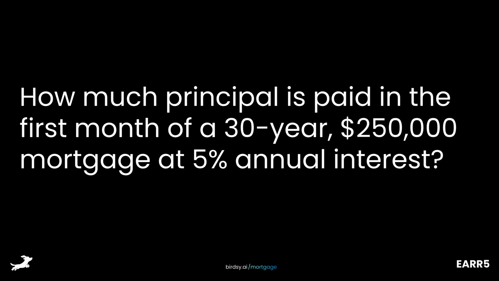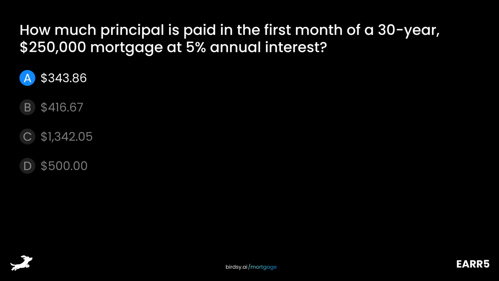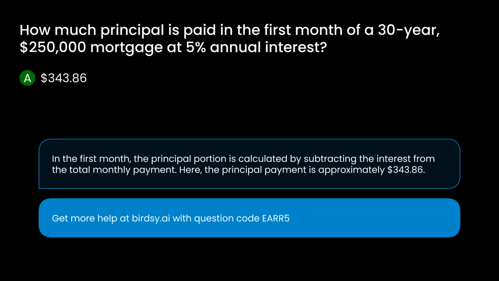How much principal is paid in the first month of a 30-year, $250,000 mortgage at 5% annual interest? Is it A, $343.86, B, $416.67, C, $1,342.05, or D, $500? The answer is A, $343.86. In the first month, the principal portion is calculated by subtracting the interest from the total monthly payment. Here, the principal payment is approximately $343.86.